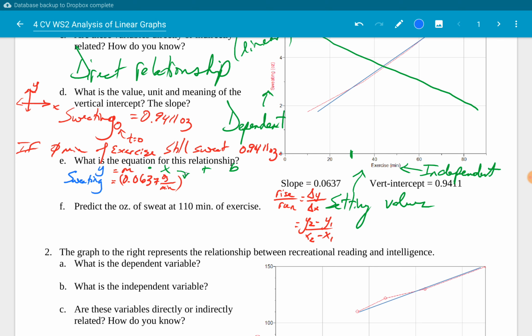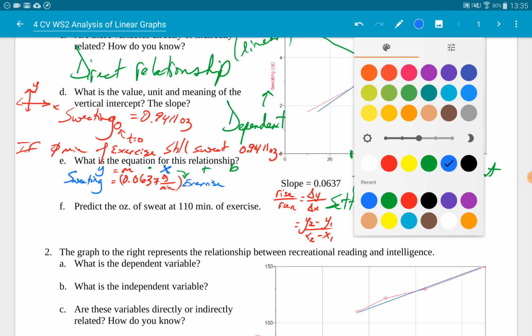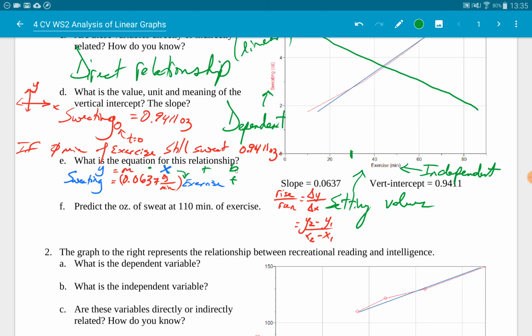I got to multiply that by the x variable. Well, check that out. My x variable is actually exercise. And so let's do that, exercise. And then I'll go back to green for the vertical intercept. And then plus my vertical intercept, that b value in math class there. So plus my 0.9411. Now careful, if I wrote down a number, I need to write down units, and that's in ounces, as we just said right up here. OZ for ounces. Cool. Predict the amount of sweat, or the ounces of sweat, at 110 minutes of exercise.